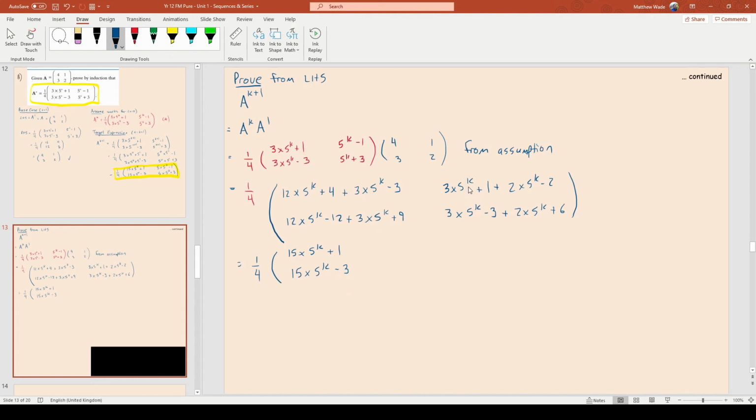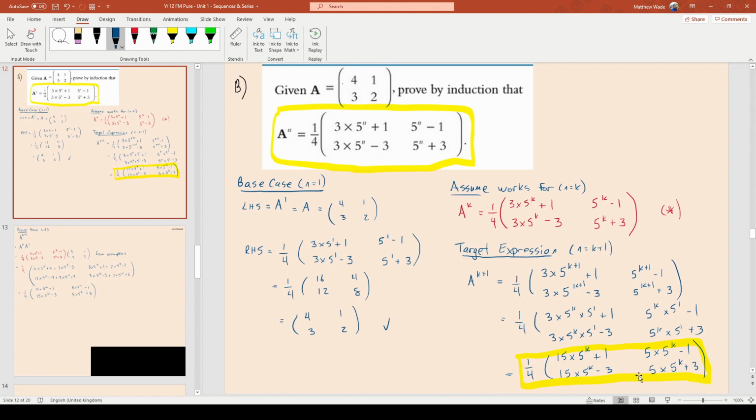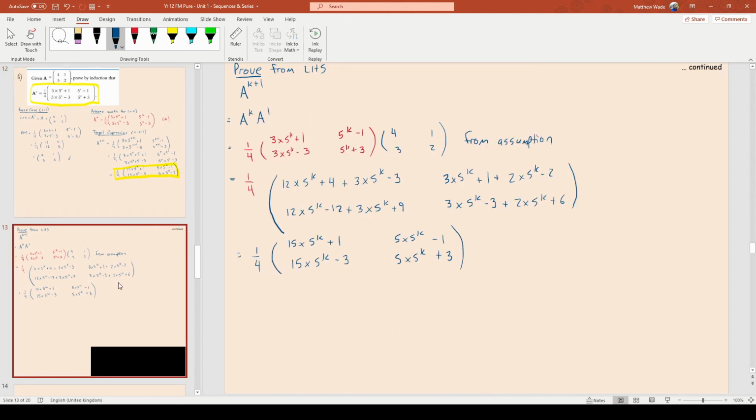Next one, we have 3 of the 5 to the k's plus 2 of the 5 to the k's, which is 5 of the 5 to the k's. I'm so pleased that I switched my target expression over. And this is minus 1. And we have 3 of 5 to the k's and 2 of 5 to the k's, which makes 5 of 5 to the k's. And then we've got minus 3 plus 6, which is plus 3. Oh my god, my lovelies, isn't it exciting! It's 15 times 5 to the k plus 1, 15 times 5 to the k plus 1.